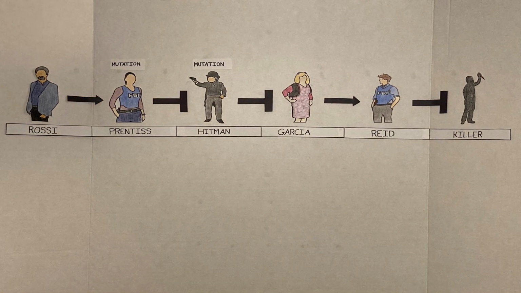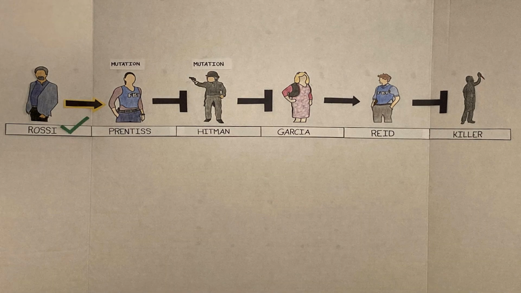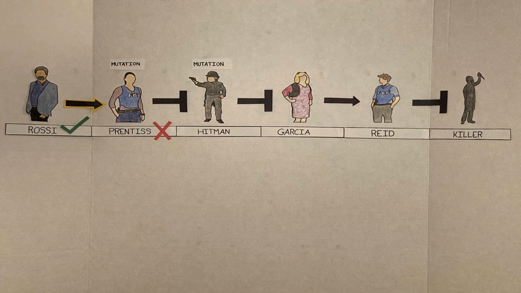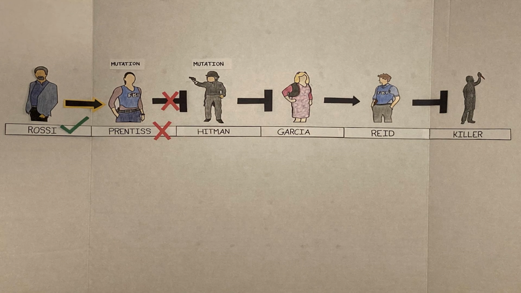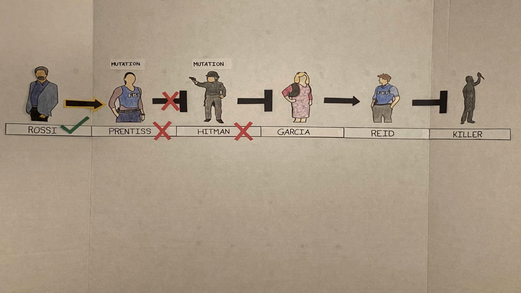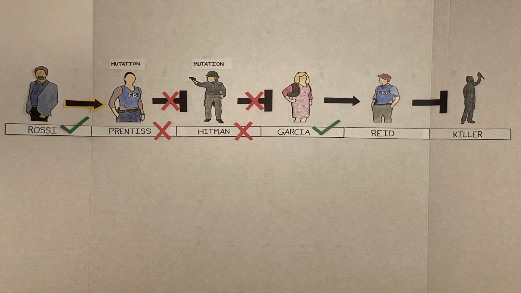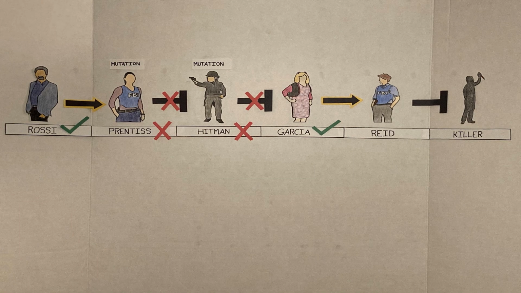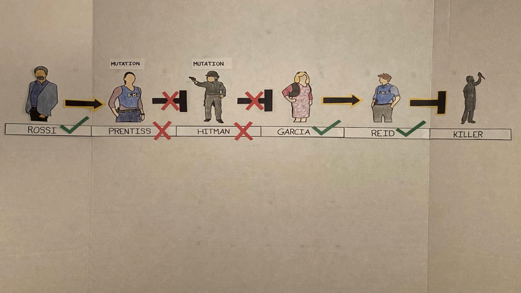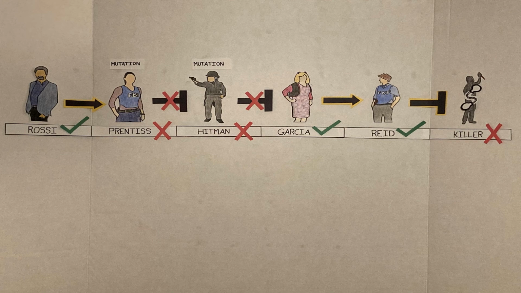What would happen if there was a double mutation in the sequence so that both the Prentice and hitman gene were mutated? Again, the Rossi gene's ability to activate the Prentice gene has no effect, because the Prentice gene is mutated and non-functional. So again, repression of the hitman gene is not occurring, but this time, because of the second mutation, the hitman gene will not be allowed to function properly. The repression of the Garcia gene is not occurring. The Garcia gene is therefore functional and can activate the Reed gene, so now a functional Reed gene can successfully repress the killer gene, and we get the end phenotype of an inactivated and apprehended killer.